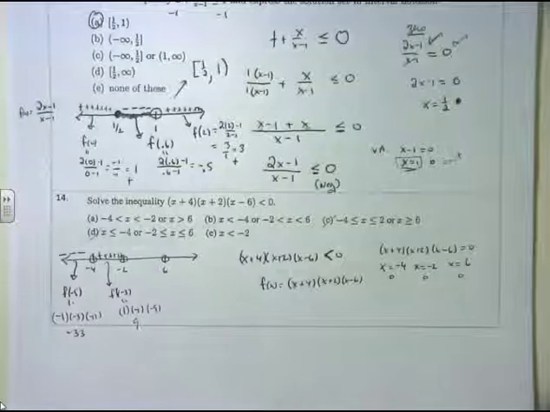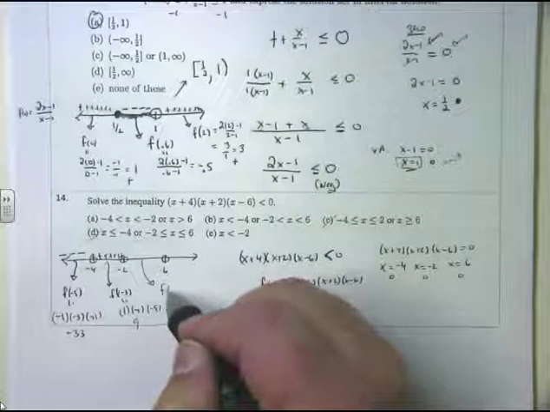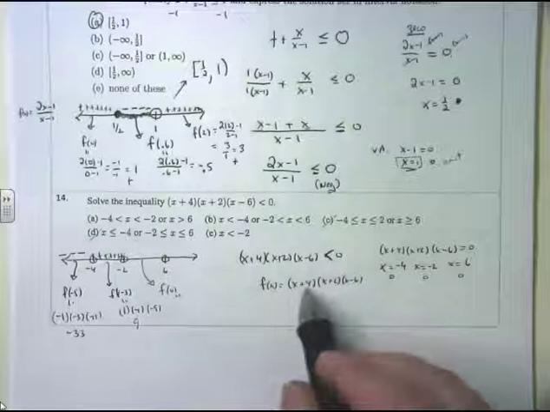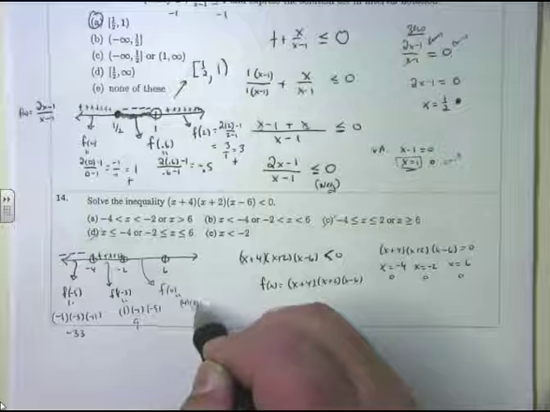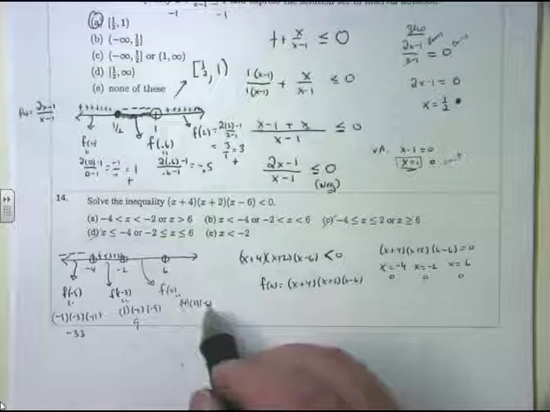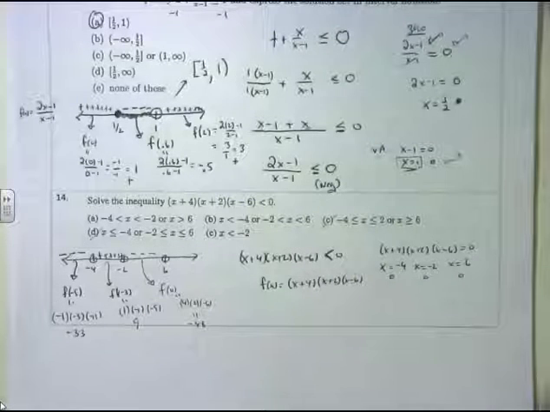Pick a number, use your brain, between negative 2 and 6. I choose 0. Plugging in 0 into this, that's 4 times 2 times negative 6, which is 8 times negative 6, which is negative 48, so it's negative. Everything is negative in that interval.